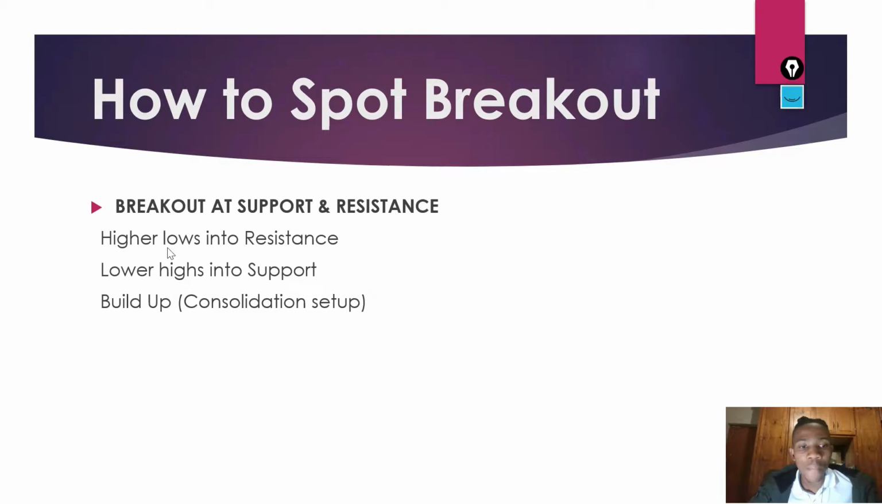What we're going to need first is to see higher lows into resistance, and lower highs into support. It needs to be a build up, creating that buying pressure or selling pressure to actually break through our market structure. So now let's see it in an actual market.